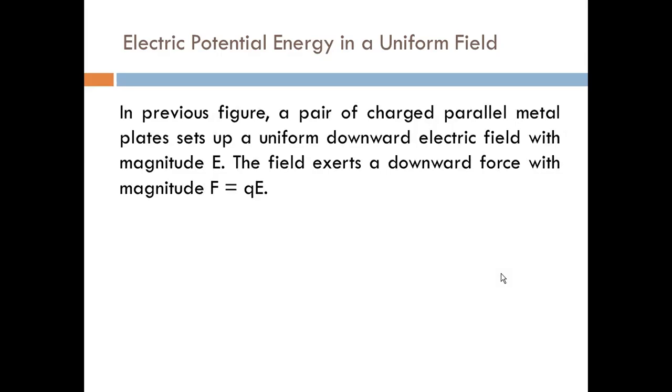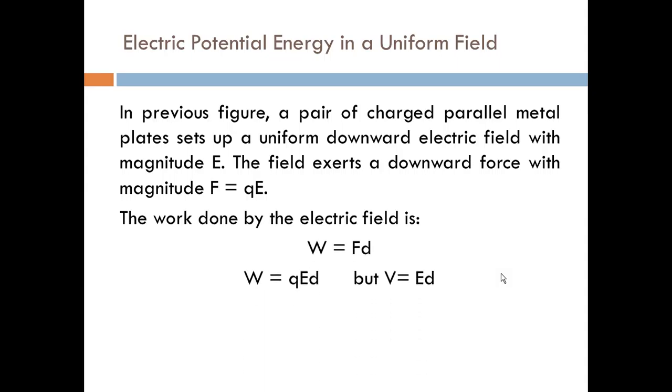in the previous figure, a pair of charged parallel metal plates sets up a uniform downward electric field with magnitude E. The field exerts a downward force with magnitude F is equal to Q times E. The work done by the electric field is given by, of course, work is force times distance. Work is equal to force, which is Q times E, times the distance.